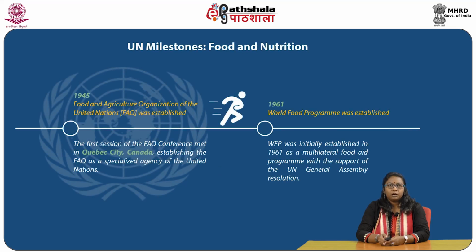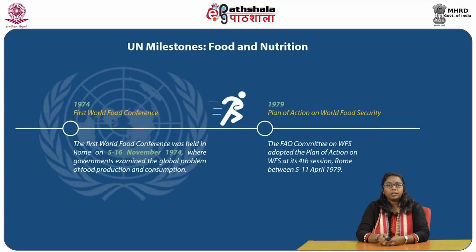In 1945, the Food and Agriculture Organization of the United Nations, FAO, was established. The first session of the FAO conference met in Quebec City, Canada, establishing the FAO as a specialized agency of the United Nations. In 1961, the World Food Programme was established. It was initially established in the year 1961 as a multilateral food aid program with the support of the United Nations General Assembly resolution. In 1974, the First World Food Conference was held.